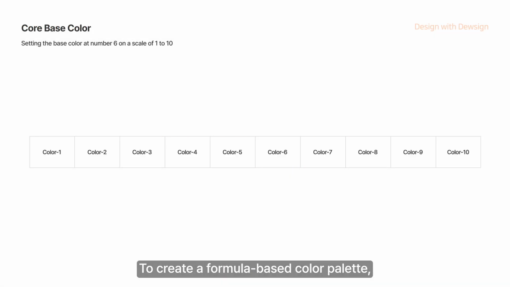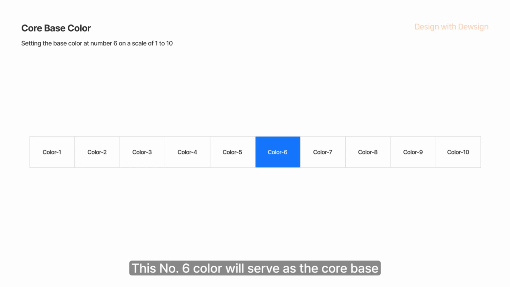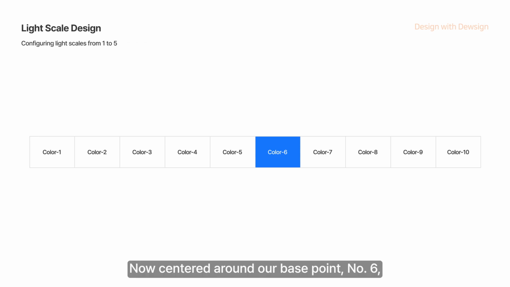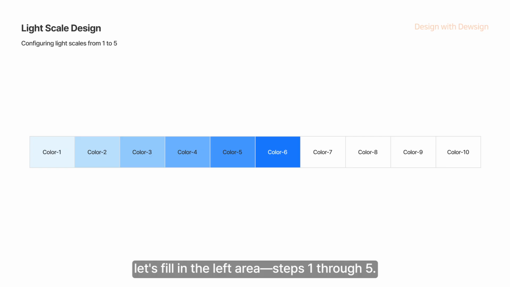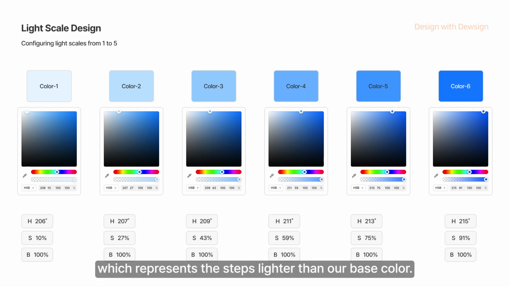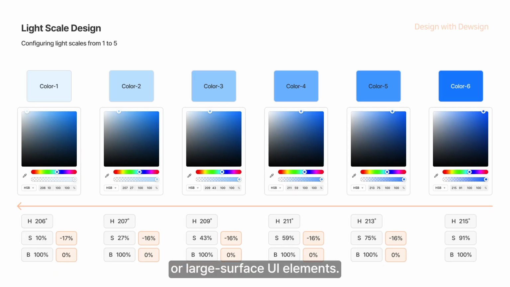To create a formula-based color palette, let me first define the entire scale into 10 steps. Then, for the base color, we place our primary color at number 6. This number 6 color will serve as the core base color for all our formulas. Now, centered around our base point, number 6, let's fill in the left area, steps 1 through 5. We call this section the light scale, which represents the steps lighter than our base color. By applying rules that increase brightness and decrease saturation as we get closer to white, these shades are mainly used for backgrounds or large surface UI elements.